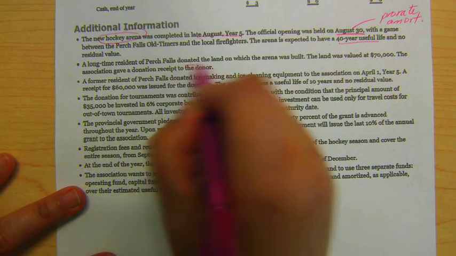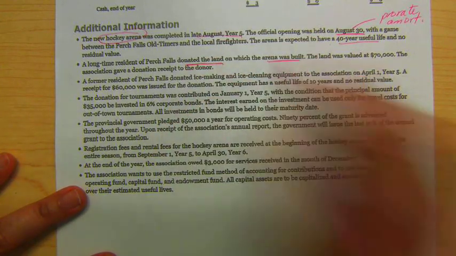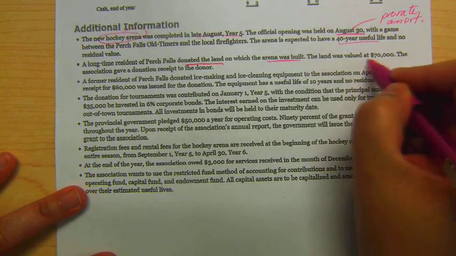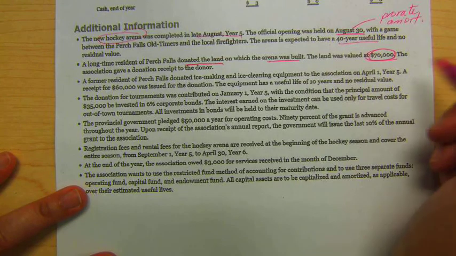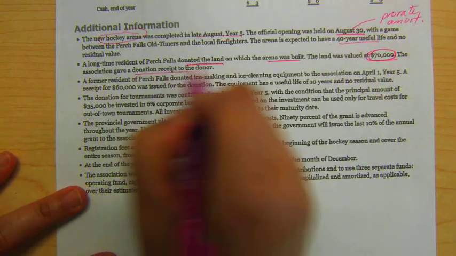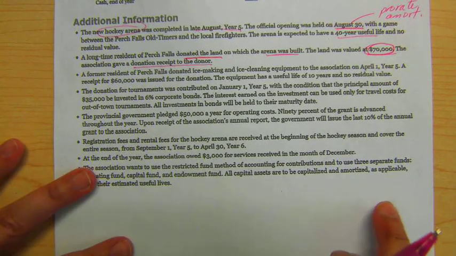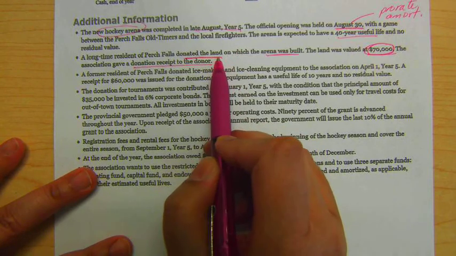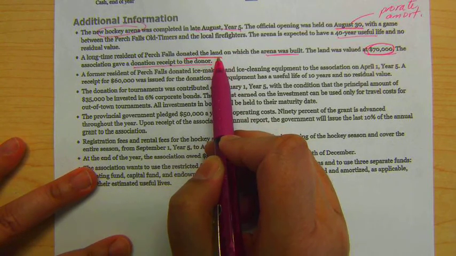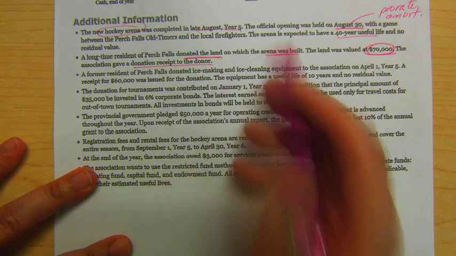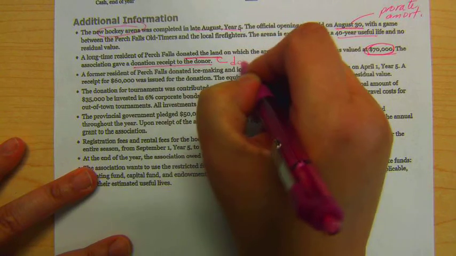Someone donated the land on which the arena was built. It was valued at $70,000. The association gave a donation receipt to the donor. Okay. So, is land amortized? No. So, just a reminder, don't amortize.